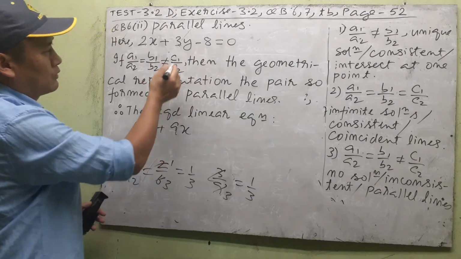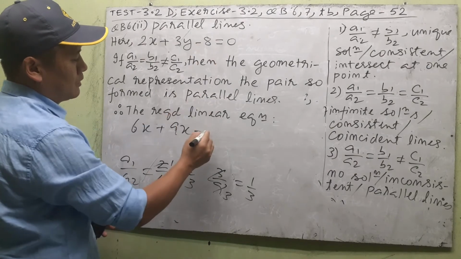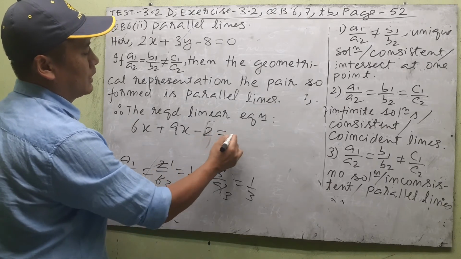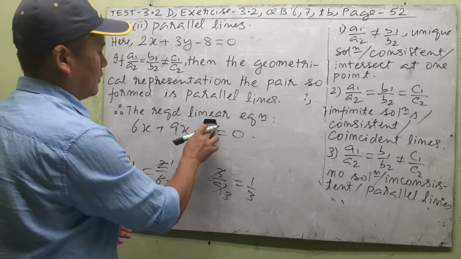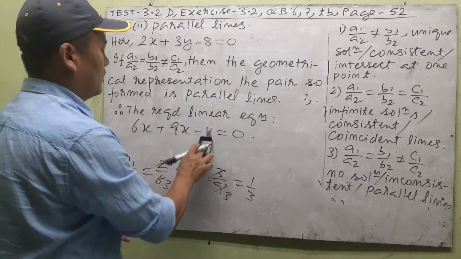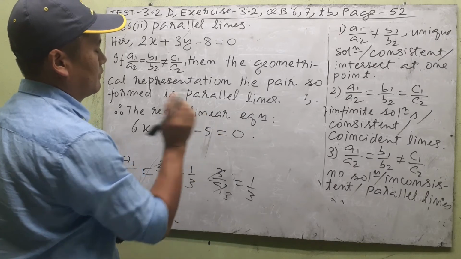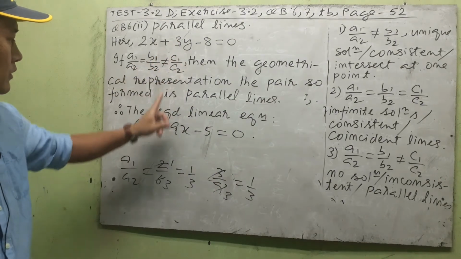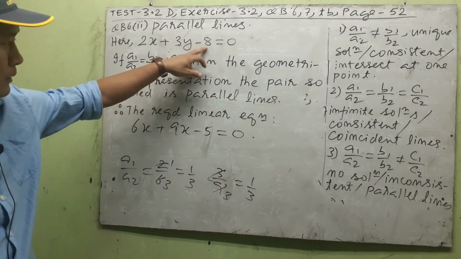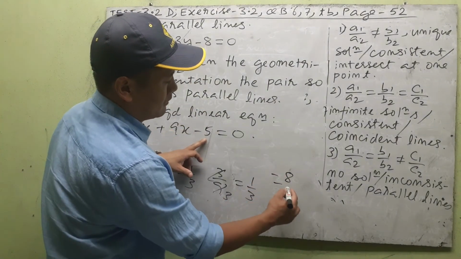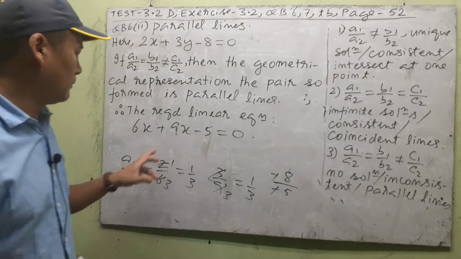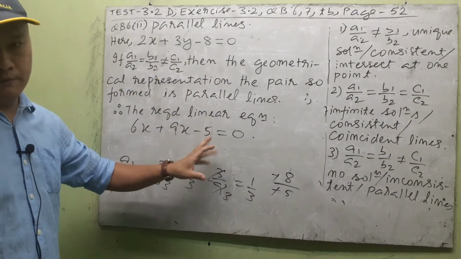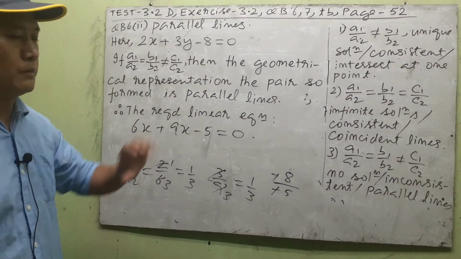But it should not be equal to C1 by C2, so we can put any number we like, minus 7, minus 5, 2, or 3, whatever you like. Okay. 2 by 6 is 1 by 3, and b1 by b2, 3 by 9, is 1 by 3. They are equal. But minus 8 by minus 5 is 8 by 5. So 1 by 3, a1 by a2, 1 by 3, not equal to 8 by 5. That condition, not equal to c1 by c2, then the lines will be parallel.